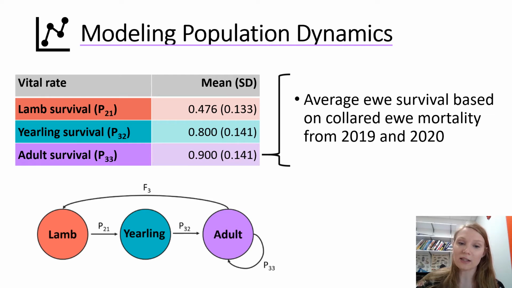And then to estimate adult survival, we used the average ewe survival based on collared ewe mortality events from 2019 and 2020. In 2019, 2 of the collared ewes died from predator attacks, likely mountain lion, and in 2020 we didn't have any of the collared ewes die, so that gives us an 80% survival rate in 2019 and a 100% survival rate in 2020. So we averaged the 2 of those to give us a 90% survival rate for adults.